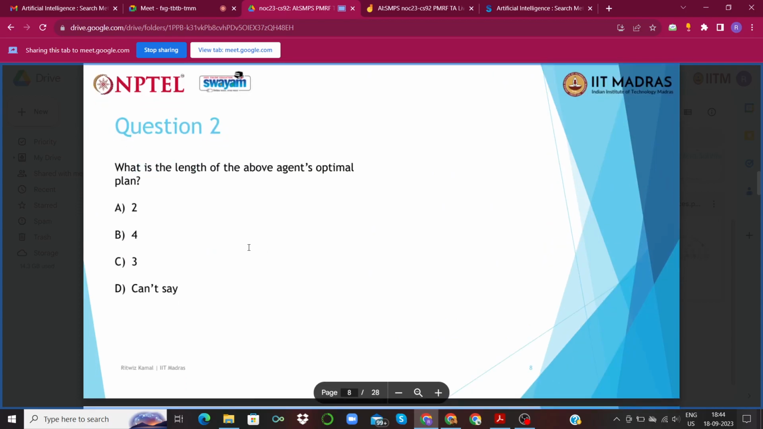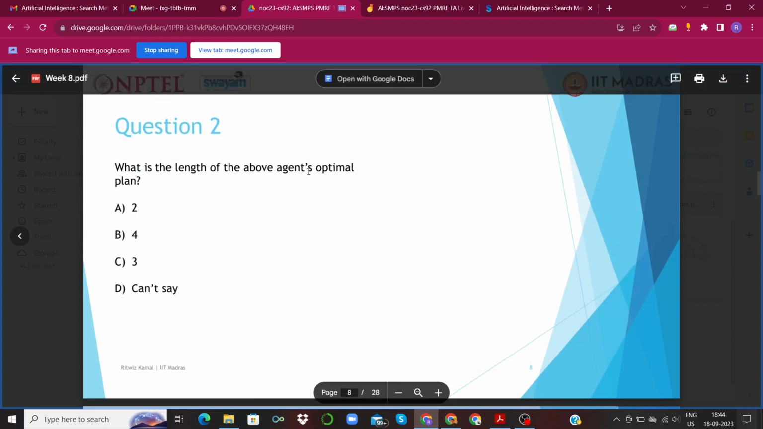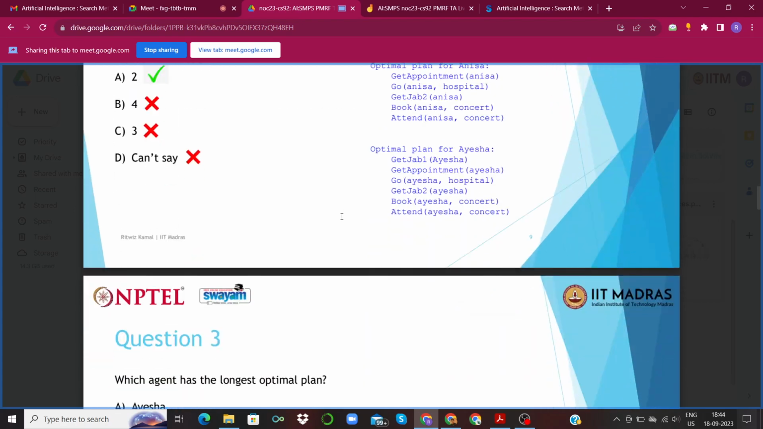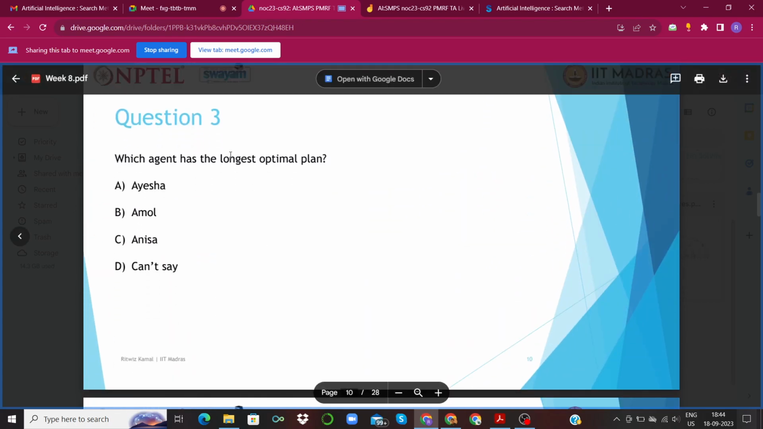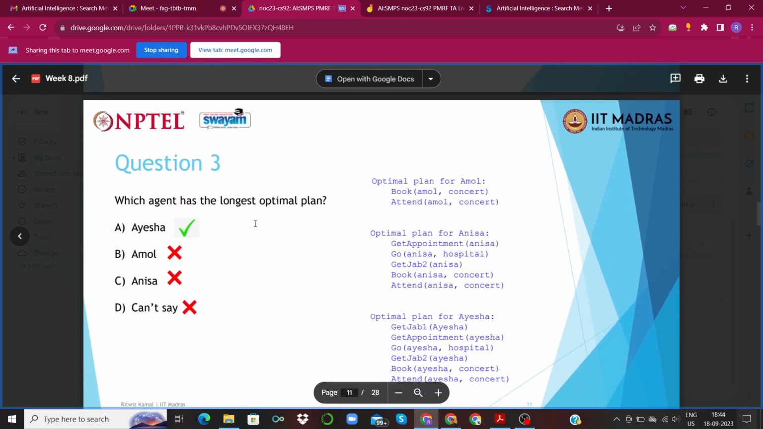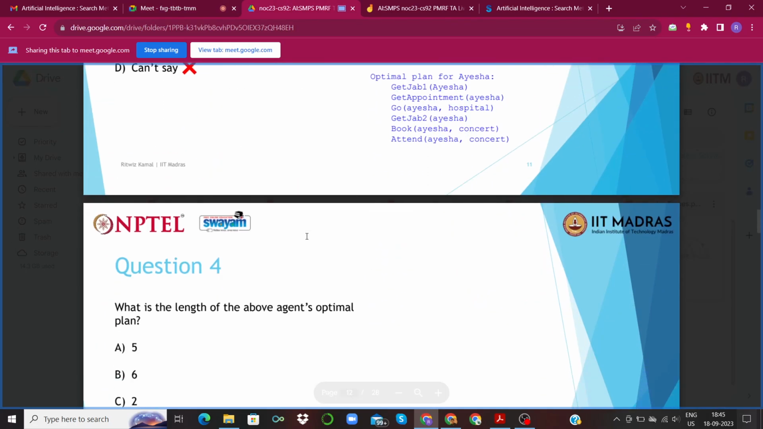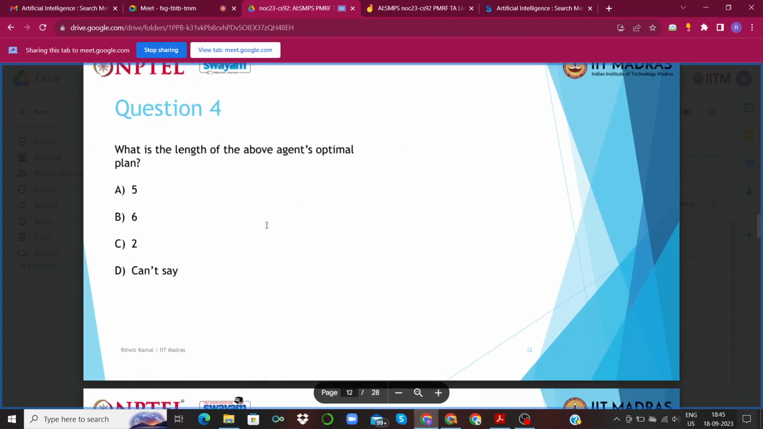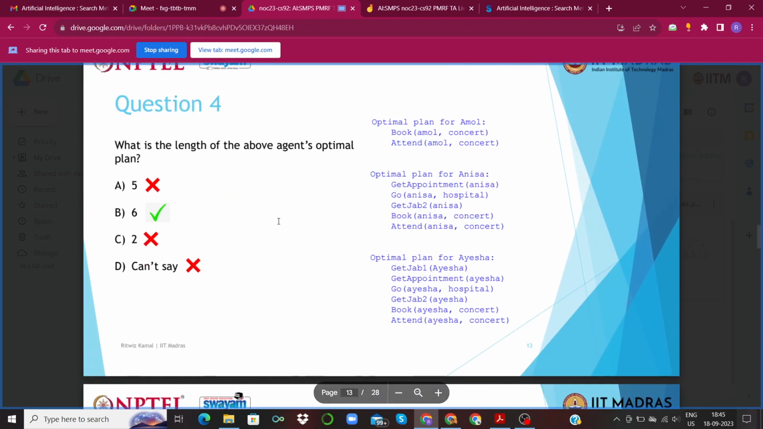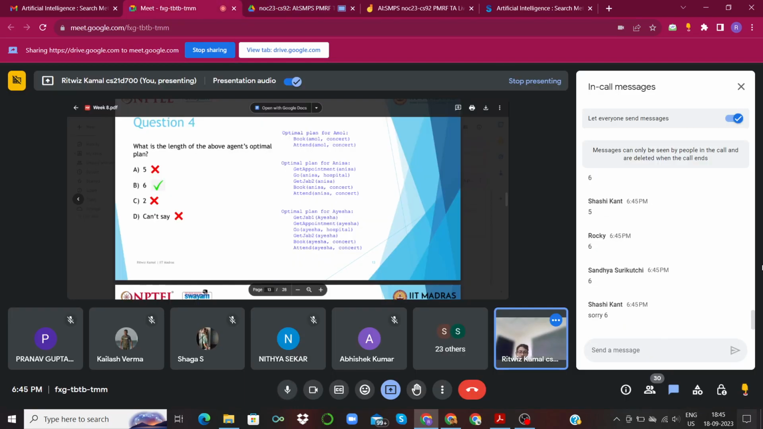Straightforward. Let's look at the second question. What is the length of the above agent's optimal plan? This is again 2, like we just discussed. Let's have a look at the third question. Which agent has the longest optimal plan? Yes, that would be Aisha. So option A is correct. And the fourth question is, what is the length of the above agent's optimal plan? That would be 6, like we just saw.